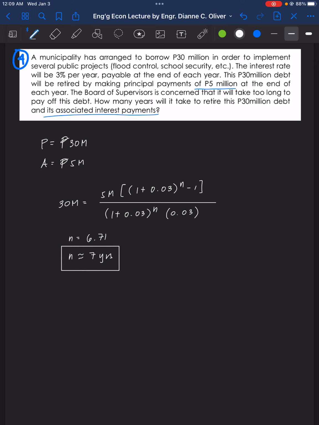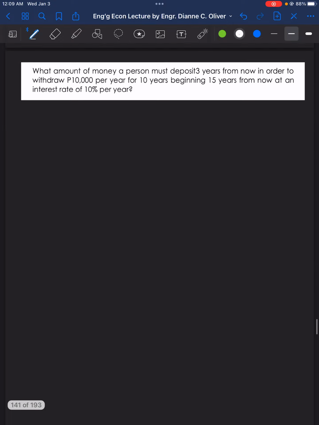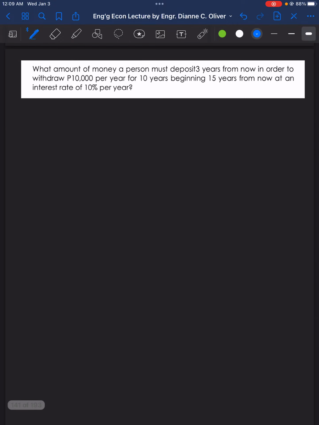So that's for number 4. And the last one for this video, problem number 5. What amount of money must a person deposit 3 years from now in order to withdraw 10,000 pesos per year for 10 years, beginning 15 years from now at an interest rate of 10% per year.